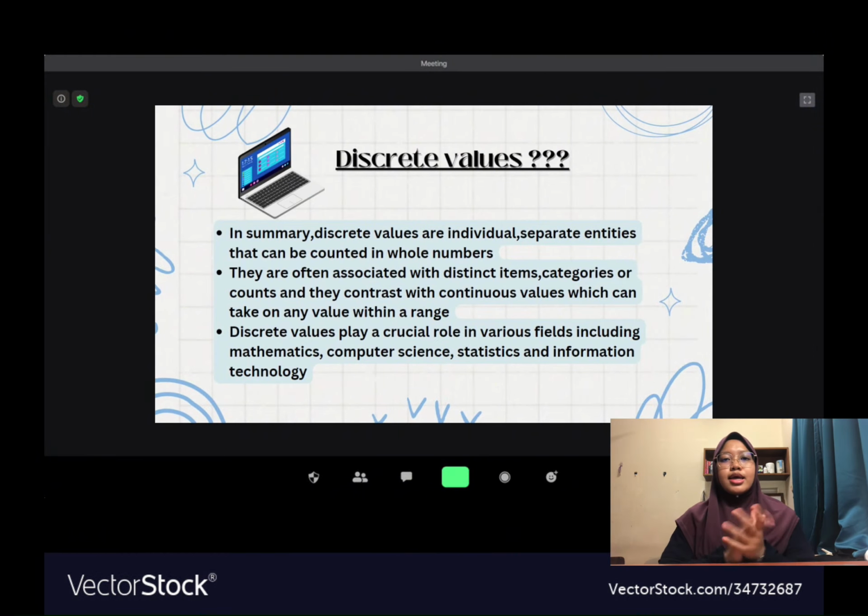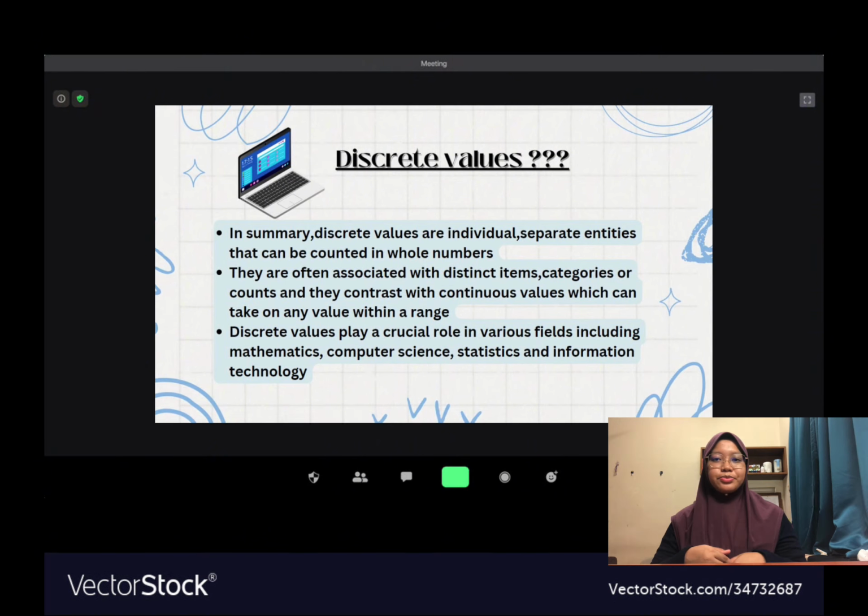In summary, discrete values are individual, separate entities that can be counted in whole numbers. They are often associated with distinct items, categories, or counts, and they contrast with continuous values, which can take on any value within a range. Discrete values play a crucial role in various fields, including mathematics, computer science, statistics, and information technology.